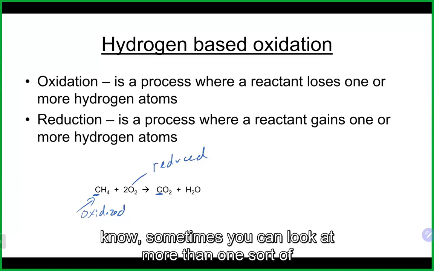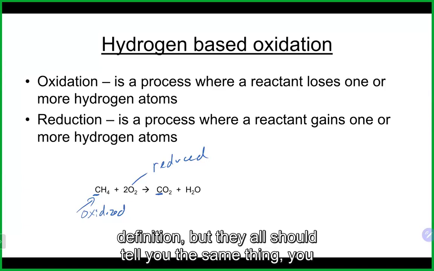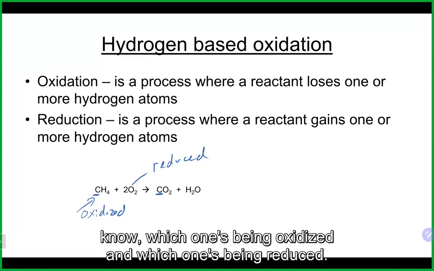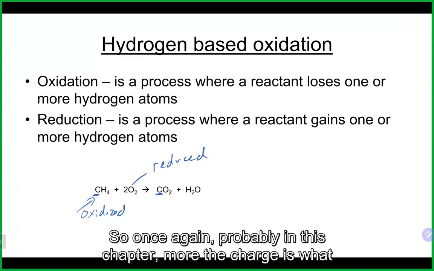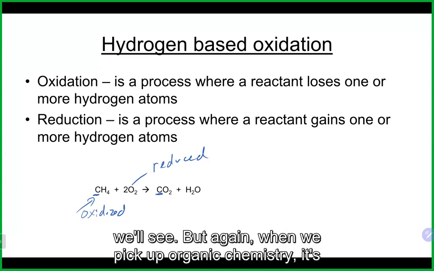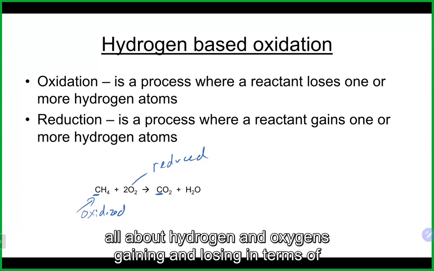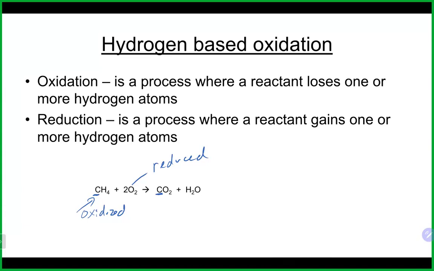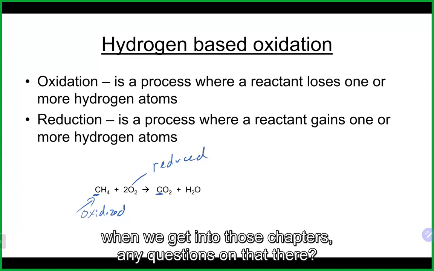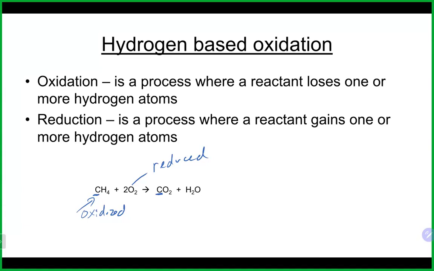So sometimes you can look at more than one definition, but they all should tell you the same thing: which one's being oxidized and which one's being reduced. Once again, probably in this chapter, the charge is what we'll see. But when we pick up organic chemistry, it's all about hydrogen and oxygens gaining and losing in terms of reduction. So we definitely will see it a little bit later on when we get into those chapters. Any questions on that there? Okay.